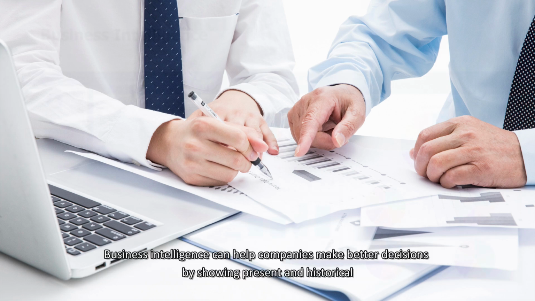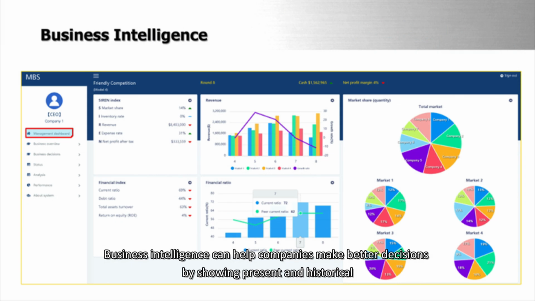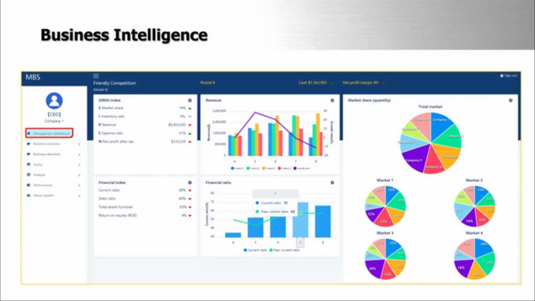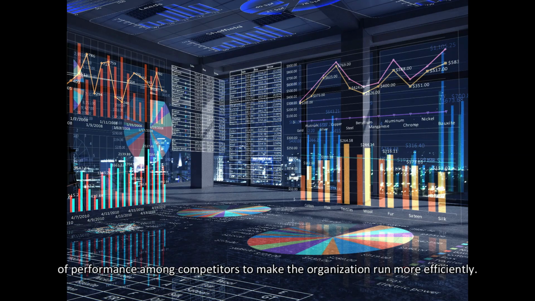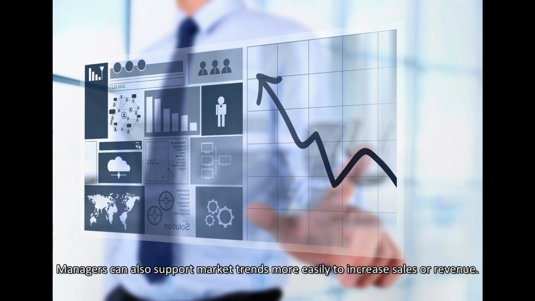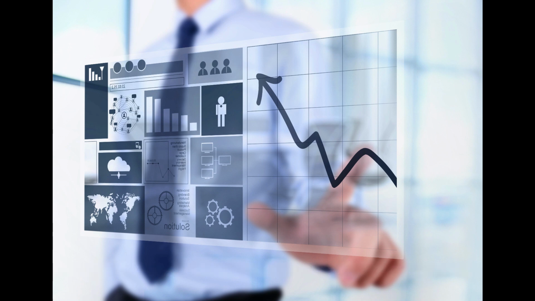Business intelligence can help companies make better decisions by showing present and historical data within their business context. Managers can leverage business intelligence to provide benchmarks of performance among competitors to make the organization run more efficiently. Managers can also spot market trends more easily to increase sales or revenue.